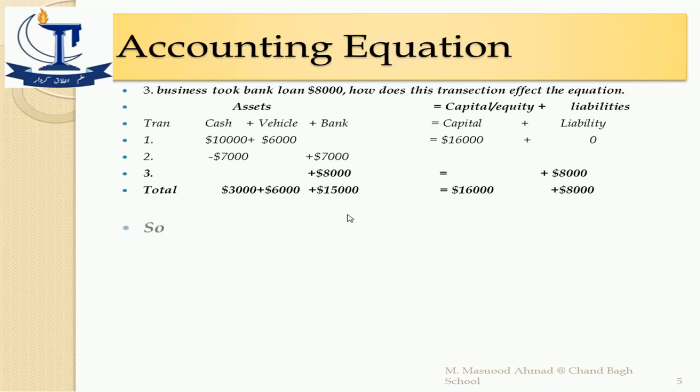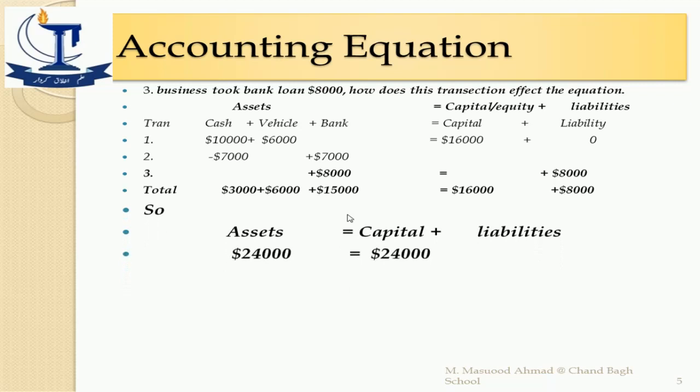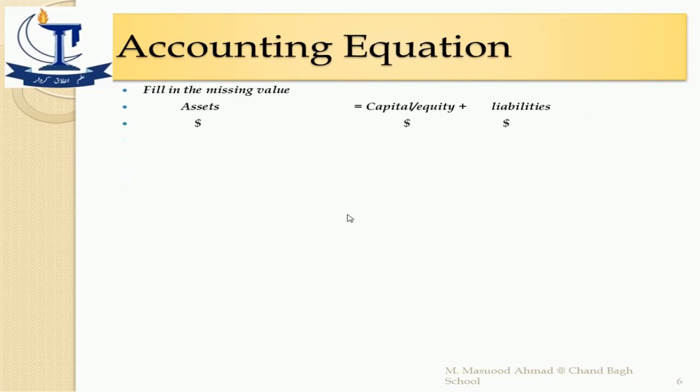So your business portfolio, as I was saying, is now not 16,000 but 24,000. So 24,000 in assets comes from capital plus liability. Liabilities are 8,000 of the 24,000 value, and 16,000 is contributed by the owner of the business. So it's for you guys, and you have to fill it up and give me the answer on my WhatsApp number.